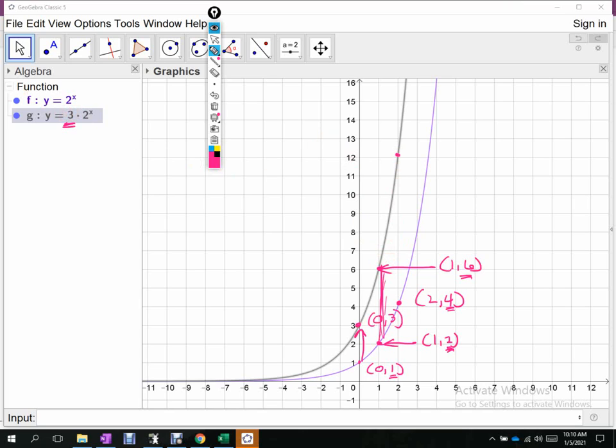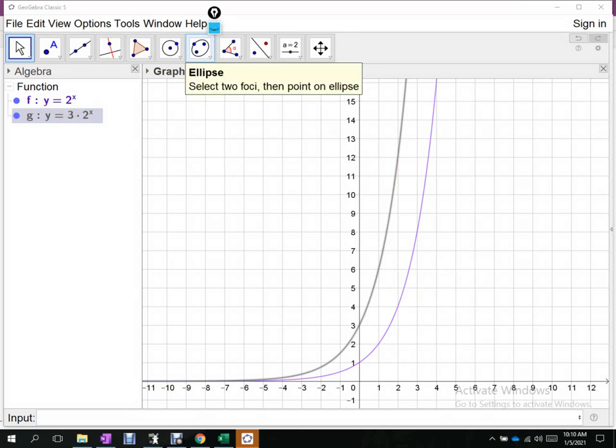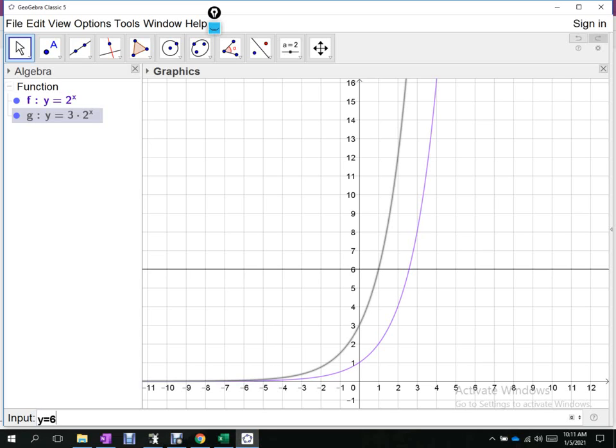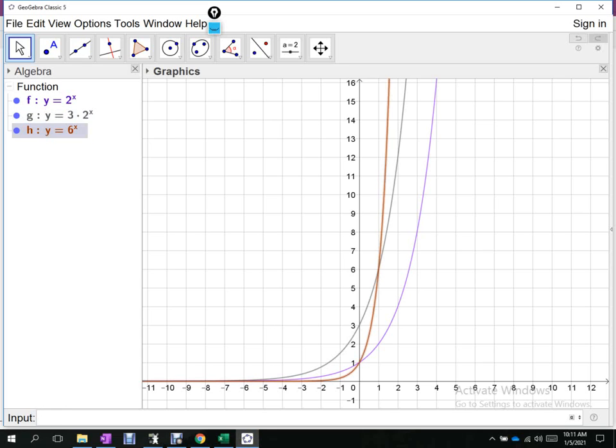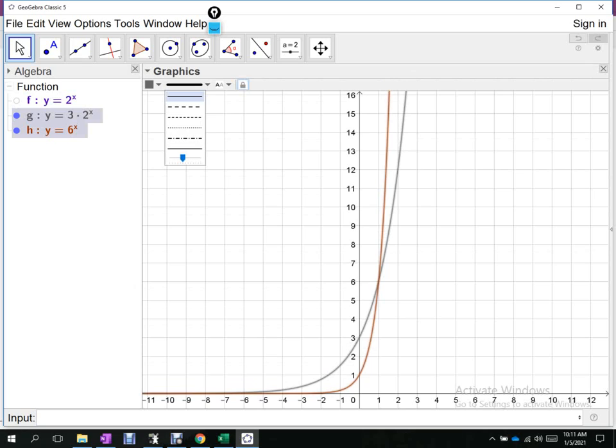Now, every year I get somebody to ask this or to do this, and they'll say, oh, well, 3 times 2 is 6, so I'm just going to write this as 6 to the x. Is 6 to the x the same thing as the 3 times 2 to the x curve? No. Anybody know why those are different? Anybody want to argue why I can't take 3 times 2 to the x and rewrite it as 6 to the x?